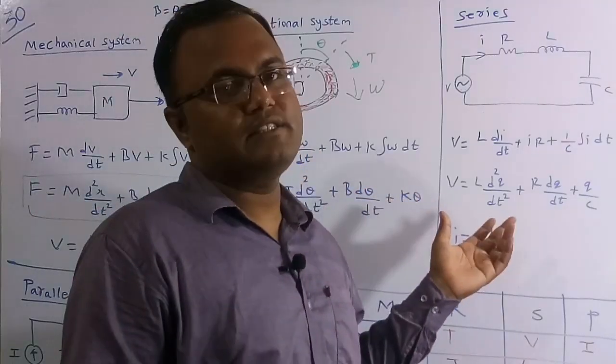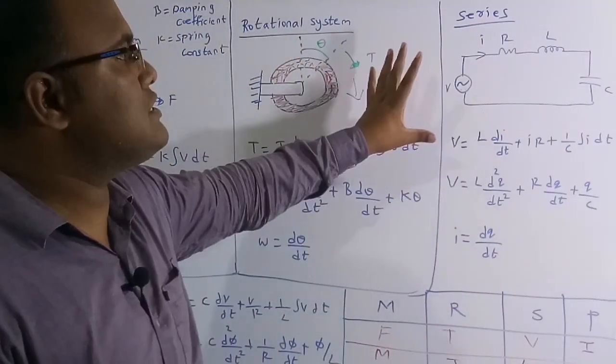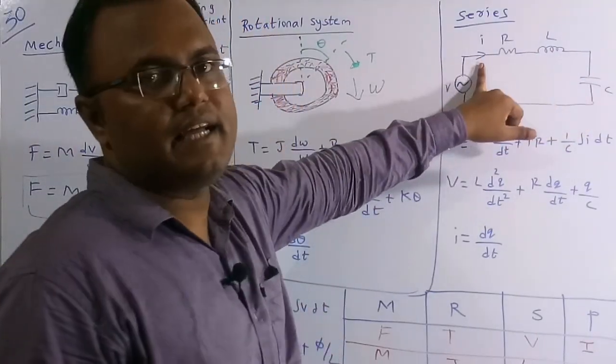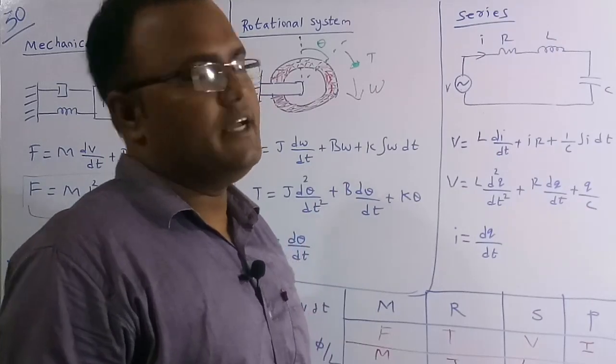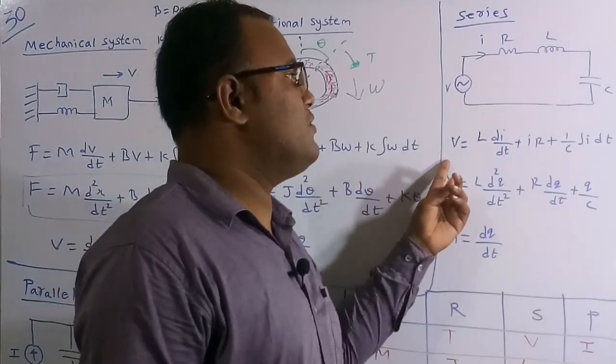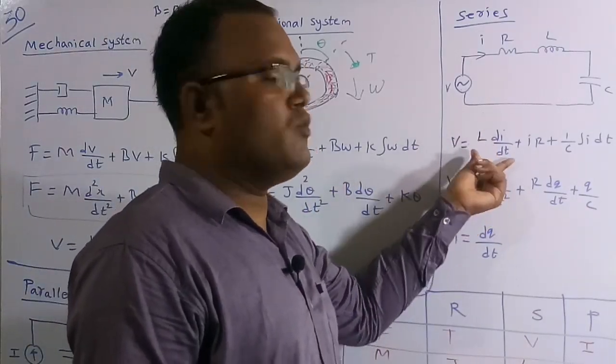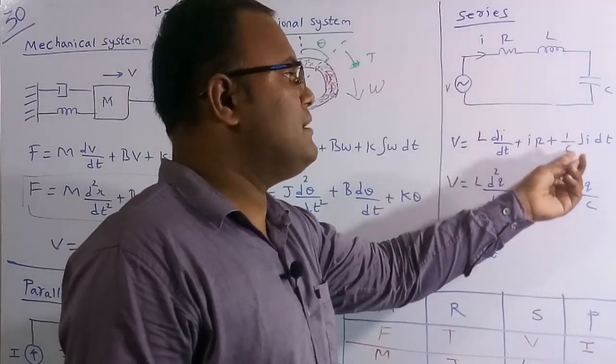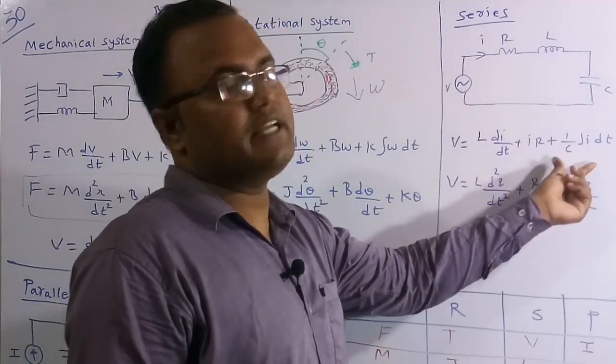But now we will see what is a series electrical circuit. This is a voltage source, resistor, inductor and capacitor, and this is the current I. I want to write the KVL equation. The supplied voltage is equal to L into di by dt, the voltage across the inductor, plus I into R, the voltage across the resistor, plus 1 by C integration of I dt. This is the voltage across the capacitor.